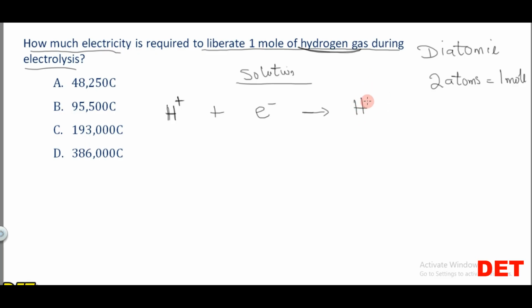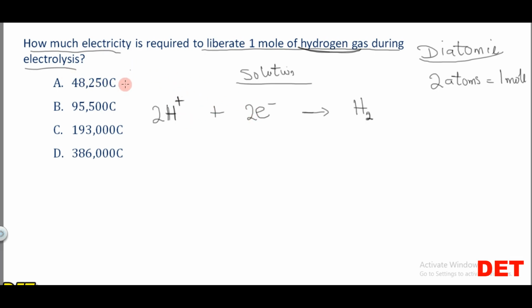1 mole of hydrogen, like I said, hydrogen is an example of a diatomic element. You don't find a single hydrogen existing alone. It's a diatomic element. So 1 mole or 1 molecule of hydrogen contains 2 atoms of hydrogen. So this is hydrogen gas, H2, because it is a diatomic element. So we would need 2 hydrogen ions to accept 2 electrons of electricity in order to give us 1 mole of hydrogen gas.